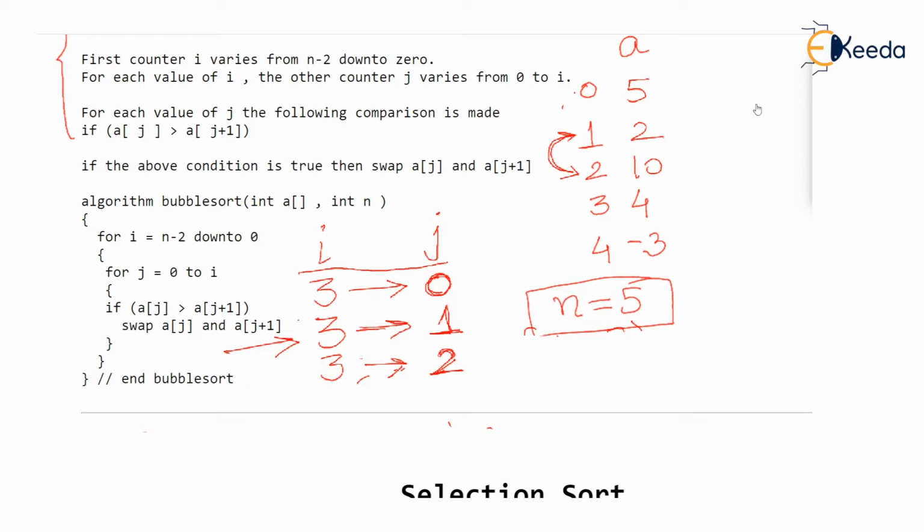Now you watch. A2 is greater than A3 because A2 is 10 and A3 is 4. So swap will be done. A2 is swapped with A3. So 4 and 10 get swapped.